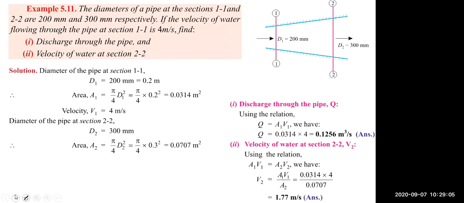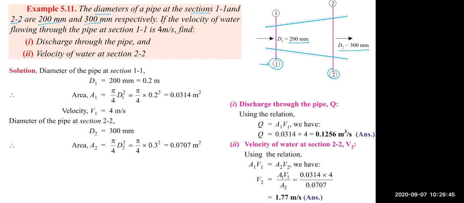This is the question in front of you on your screen. First, all of you stop writing and see the question. Try to understand the question, then we will solve it. The diameter of the pipe at section 1 and section 2 is 200 mm and 300 mm. Here is your section number 1. Here is your section number 2. Diameter at section number 1 is given as 200 mm. Diameter at section number 2 is given as 300 mm.